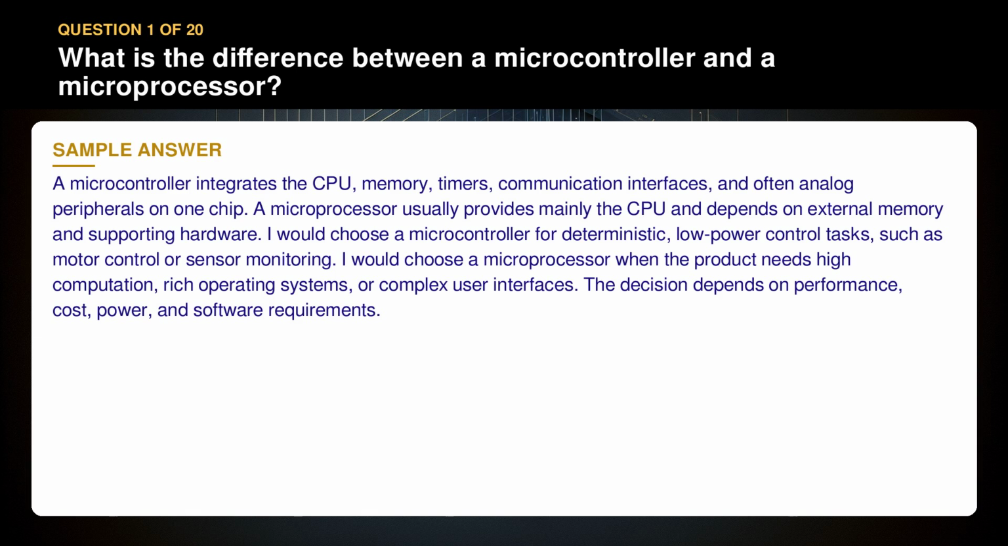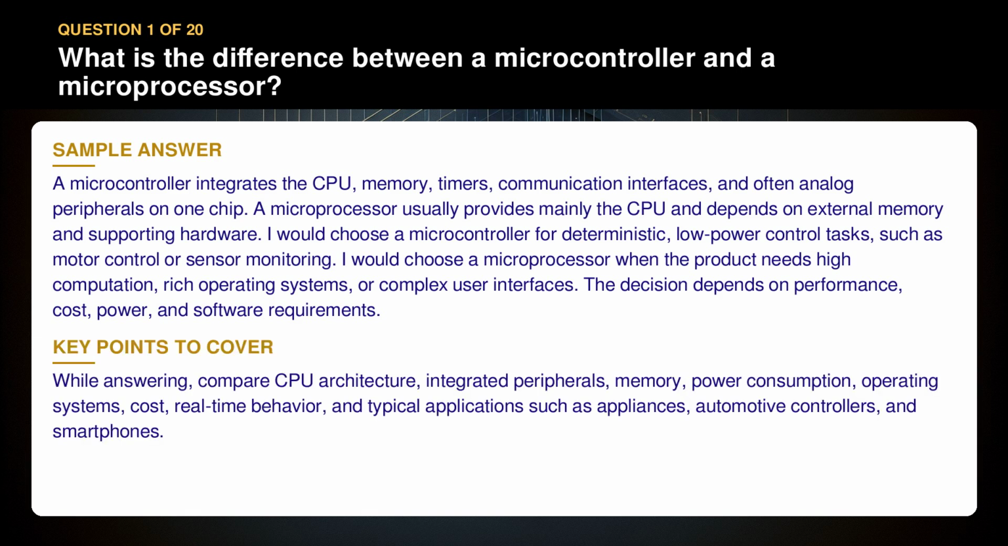I would choose a microprocessor when the product needs high computation, rich operating systems, or complex user interfaces. The decision depends on performance, cost, power, and software requirements. While answering, compare CPU architecture, integrated peripherals, memory, power consumption, operating systems, cost, real-time behavior, and typical applications such as appliances, automotive controllers, and smartphones.